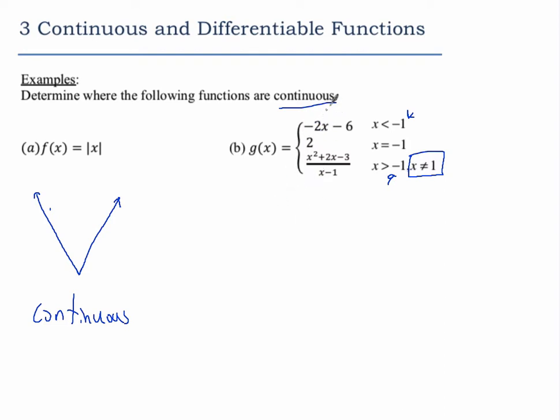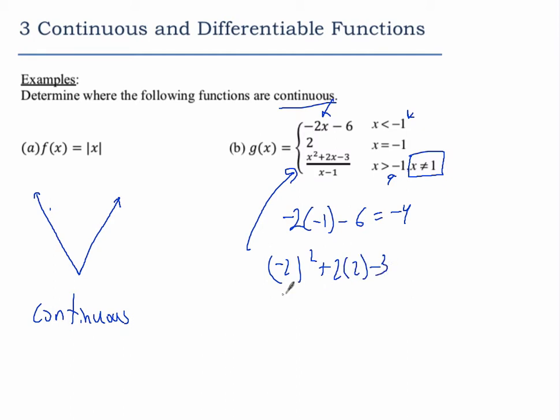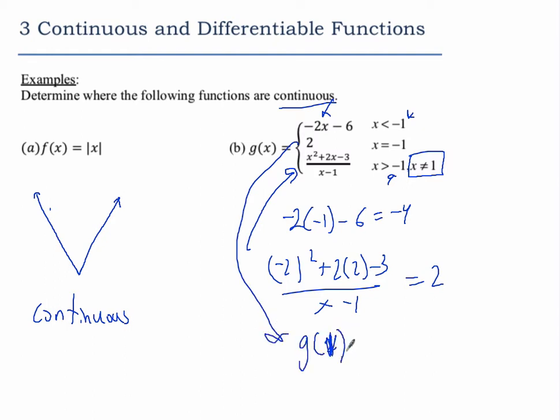Because if you plug in -1 for this section right here, we get -2 times -1 minus 6, which equals -4. And if we plug in -2 into this one here, we get 2. So we plug in -2 squared: it's 2 times 2 minus 3 over x minus 1. We get a 2. And the actual value at x equals 1 is 2. So two of these are matching, but this one here doesn't match. So it is not continuous.